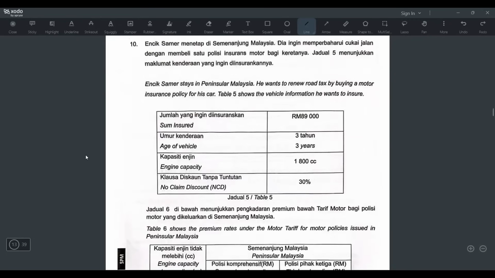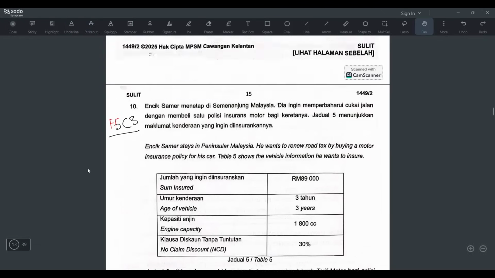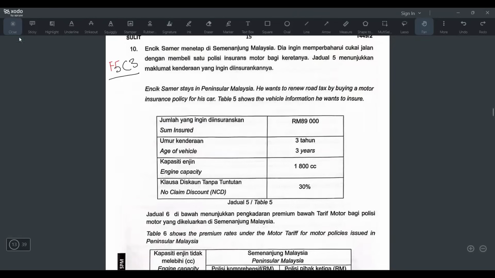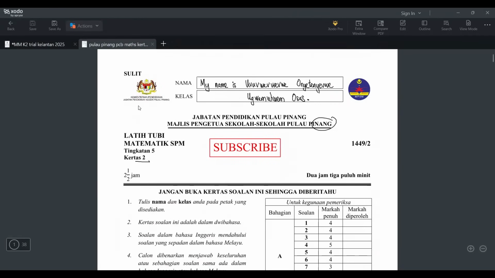Okay, number 10. What chapter? Encik Samer, CC and CD. Motor insurance. So form 5 chapter 3 and it's under motor insurance. Okay, I don't even want to read the question. I want to give you the notes. I don't have them, so I'll just show you using the Penang set. Yeah, so this is the Penang set.